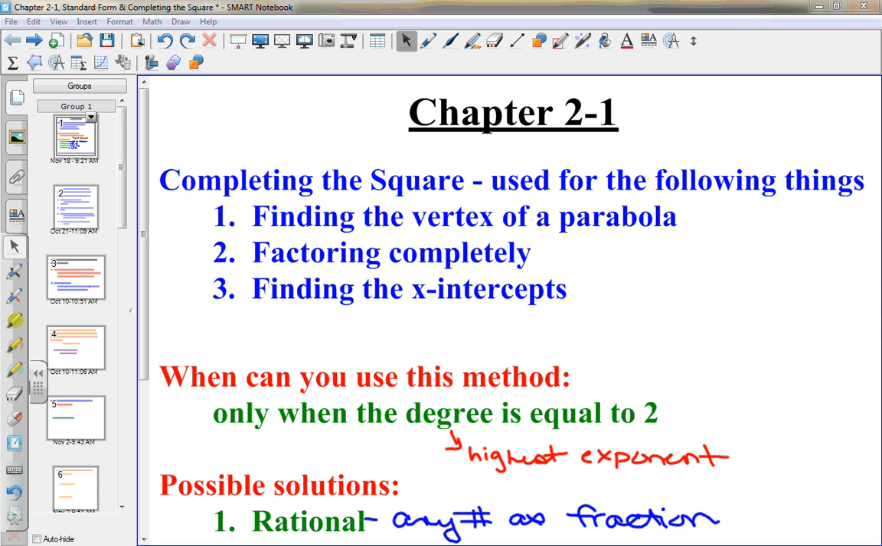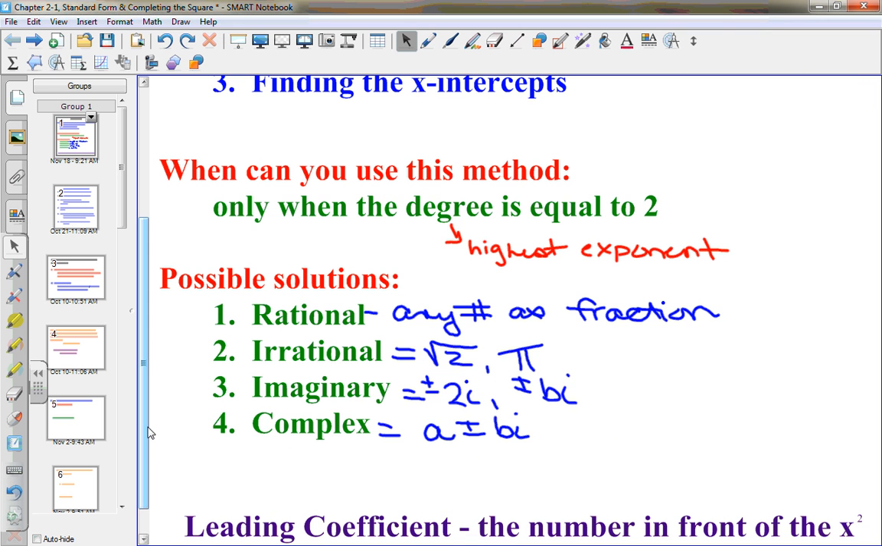Okay, some of you will hate it. When can you use this? You can only use this method when your degree is level 2, meaning the highest exponent on your variable is 2. Degree means highest exponent.